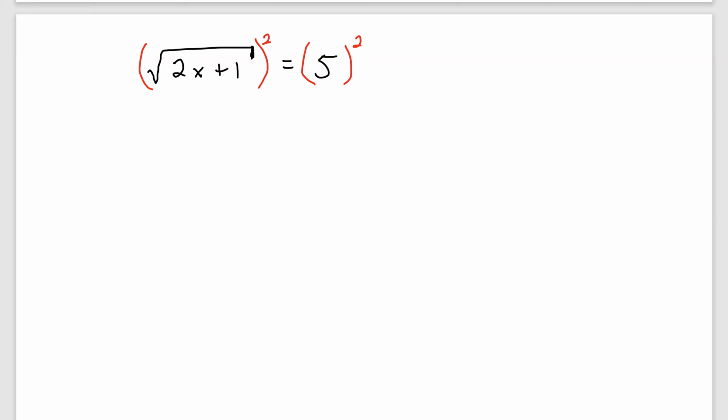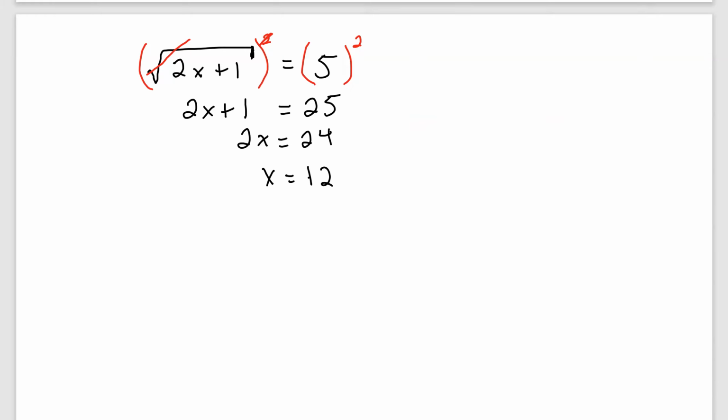What happens is this 2 cancels out. It undoes the square here. And so on the left-hand side, I am left with 2x plus 1. On the right side, this 5 squared becomes 25. And I solve as normal, so I would subtract 1 from both sides. I get 2x is equal to 24. Then I divide both sides by 2, and I get x is equal to 12.